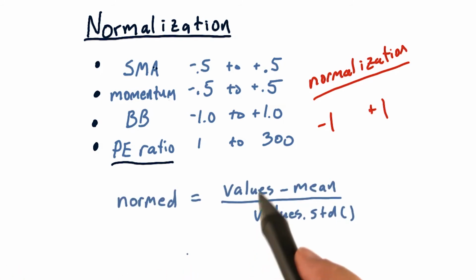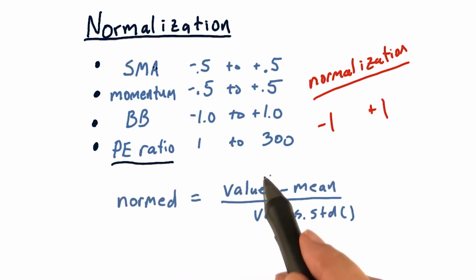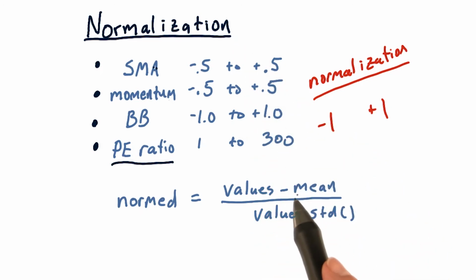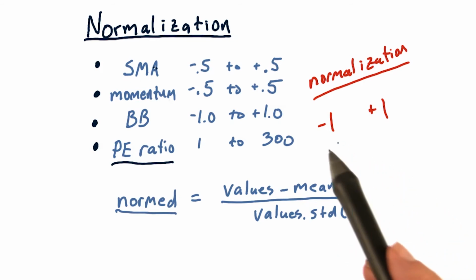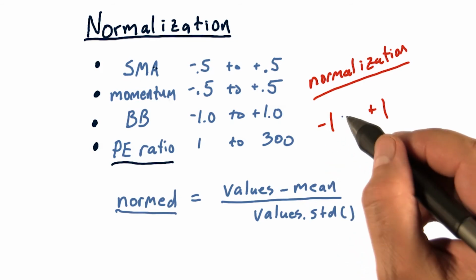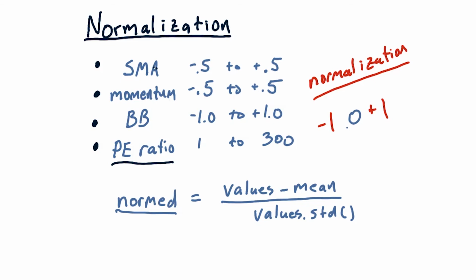Normalization is simple. You take your original values for a particular factor, subtract the mean from all of them, and divide by the standard deviation of all of them. This will give you a normed result that on average is going to vary between -1 and 1, and it'll have a mean of 0. So remember this trick for later when we get to machine learning, or if you're working with technical indicators yourself, you may want to apply this normalization approach to the numbers you're working with.